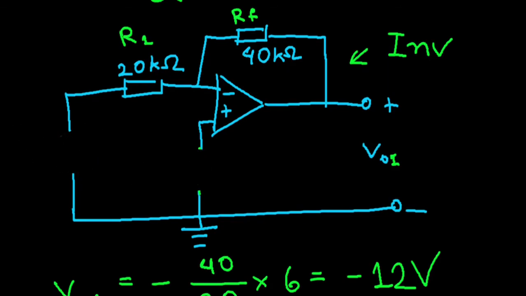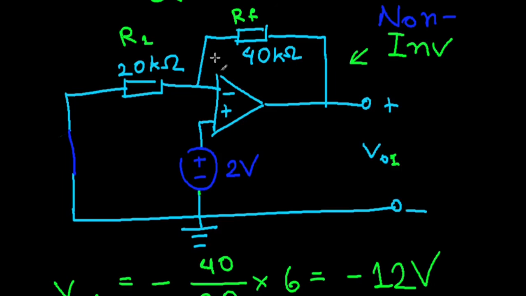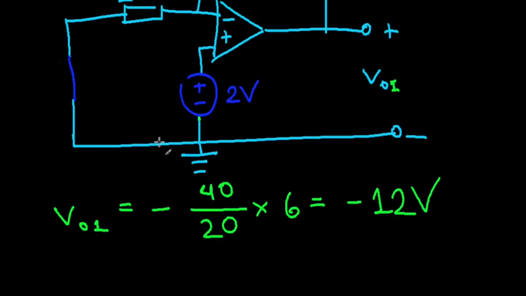Erase this portion to 2 volts. This was 2 volts. This is actually now, instead of inverting, a non-inverting op amp. This is the non-inverting op amp. And if that's the case, we can just use the formula.